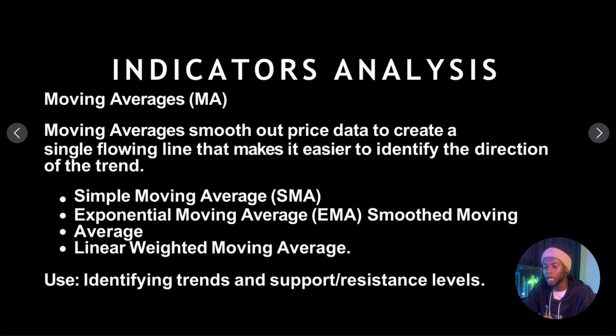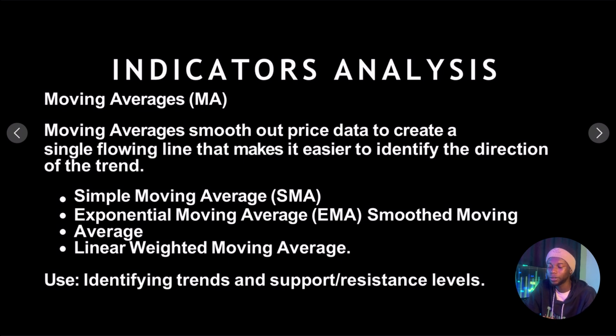We have the moving average. The moving average smooths out price data to create a single flowing line that makes it easier to identify the direction of the trend. And then we have 4 types of moving average. Like the moving average can actually be split into 4. We have the simple moving average, we have the exponential moving average, we have the smoothed moving average, and then we have the linear weighted moving average.